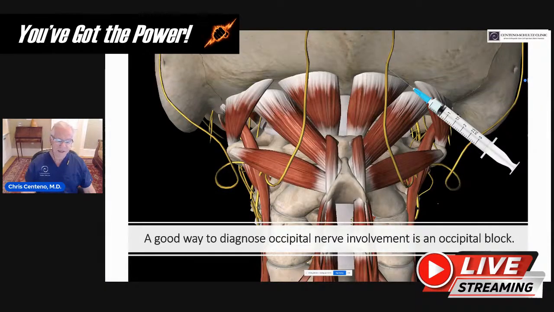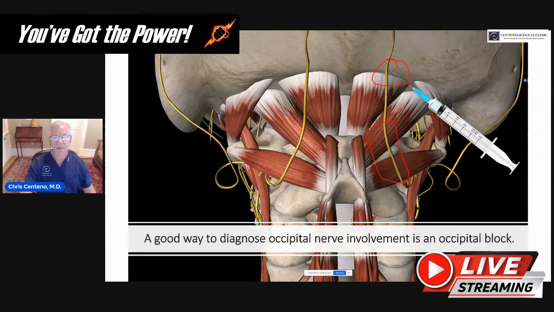Now, a good way to diagnose occipital nerve involvement can be an occipital nerve block. That would be injecting some numbing medicine where you think the nerve is getting irritated. That can be up here at the top of the head, or what we call a C2 car wash, which is putting the anesthetic or treatment right here, just above that muscle layer. So those are two different ways to do it.